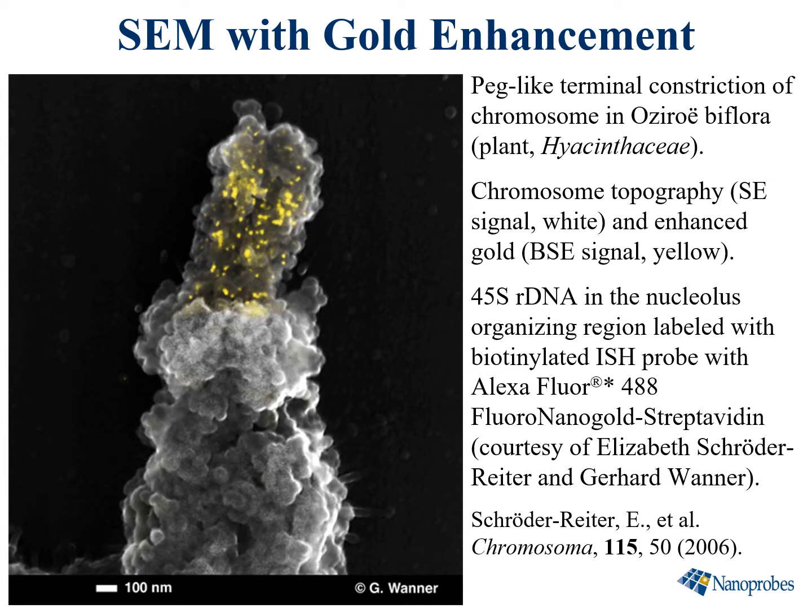Now, gold enhancement is uniquely valuable for scanning electron microscopy because gold provides a much stronger backscattered signal than silver. So you can visualize gold labeling with high sensitivity by backscatter detection against a background of the underlying structure with secondary electron imaging. So in this case, the backscatter signal has been colored in gold to show the gold labeling. And this is a 45S rDNA in the nucleolus organizing region of a plant chromosome, and showing the gold localized to a constriction in the plant chromosome.